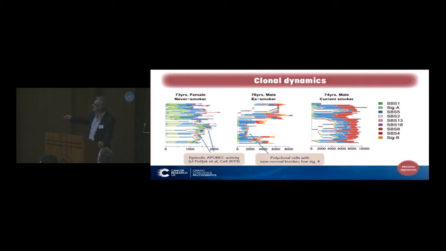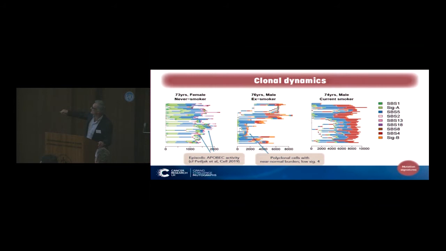So basically, this is the same as that stacked bar plot I was showing you before, but now layered onto the phylogenetic tree. And you can see that in the never smokers, the mutations are largely the sort of endogenous mutational processes that we would expect. And this patient is interesting because she has the APOBEC signature in some of these cells.